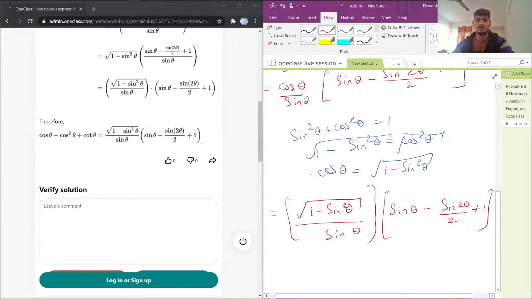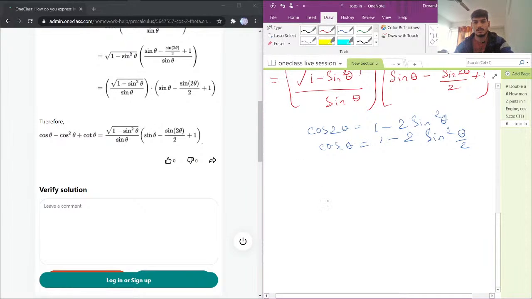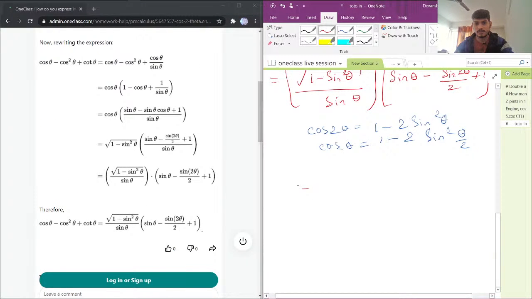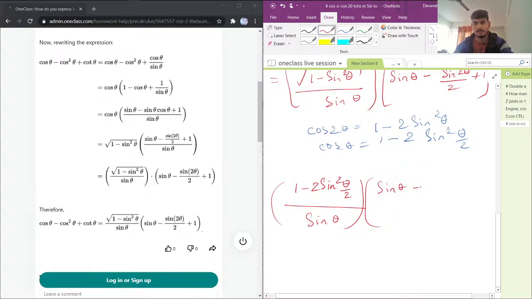We can also simplify, like we can also write this cos theta differently. We had the formula cos 2 theta as 1 minus 2 sine squared theta. I can write cos theta as 1 minus 2 sine squared theta by 2. Then I can convert the cos theta which was in the numerator. So cos theta will be 1 minus 2 sine squared theta by 2 over sine theta, times sine theta minus sine 2 theta by 2 plus 1.